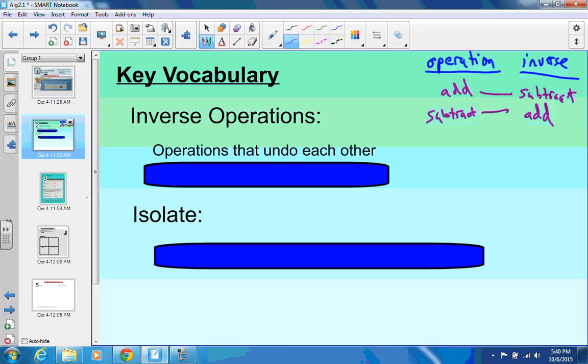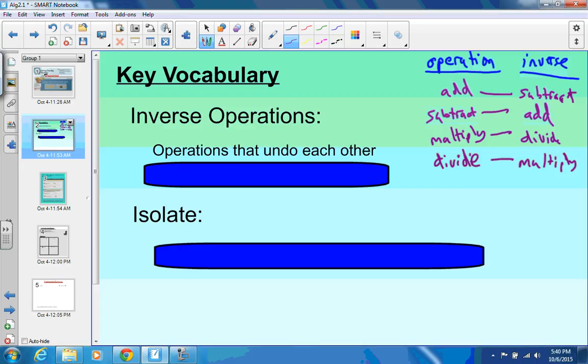All right, multiplication and division is a little bit different, but if you were to multiply, and you're trying to undo the multiplication, you would divide. And if you are dividing and you want to undo that division, then we would multiply. So those are all the opposite or the inverse operations.